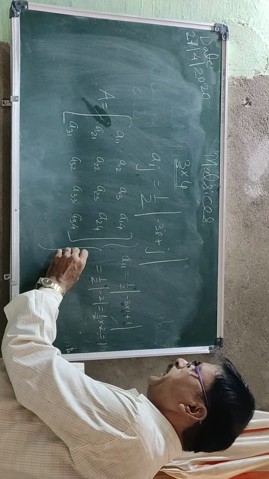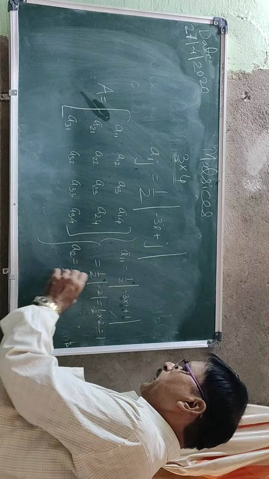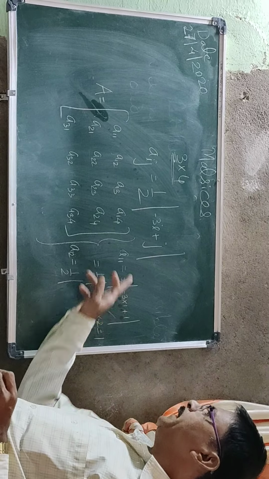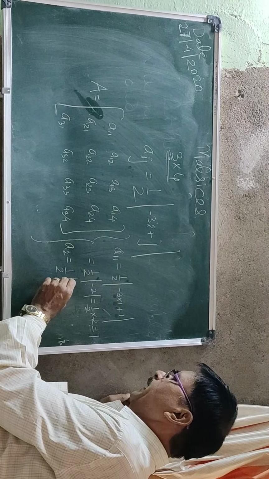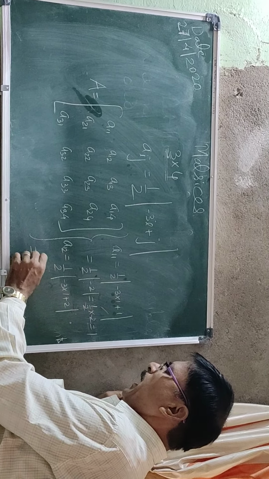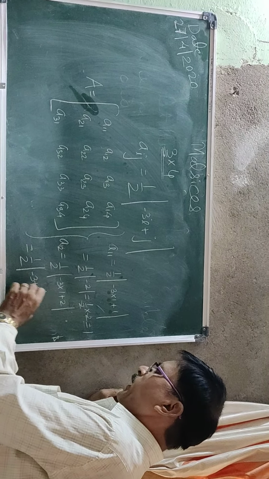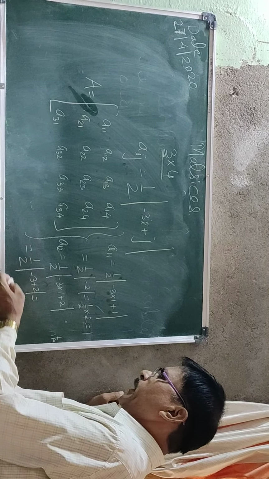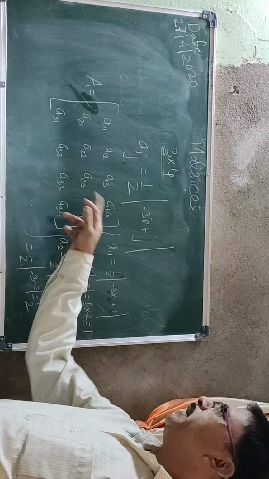Similarly, you can find a12. Here the value of i is 1 and j is 2. So half into the mod of minus 3 into 1 plus 2. So half into minus 3 plus 2, that is minus 1, and the mod of that is positive, so 1 by 2. In this way you can find all the elements.